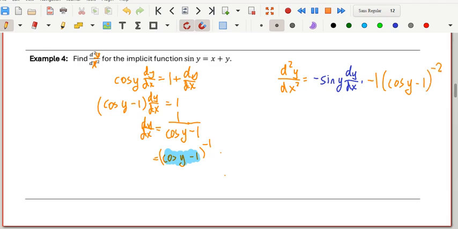Yep, so negative 1, this is just the power rule. Bring a negative 1 out front, raise it to the second power. So in the end, what I have here is negative sine y times dy dx is 1 over cosine y minus 1.